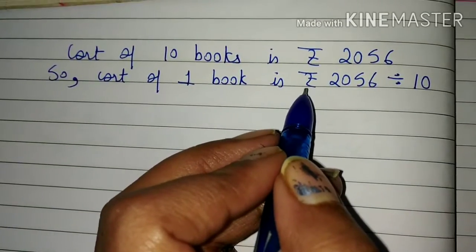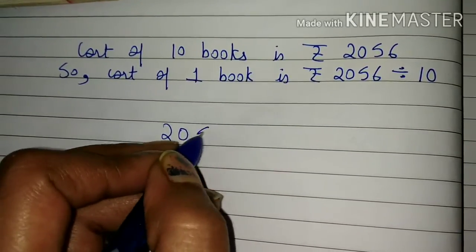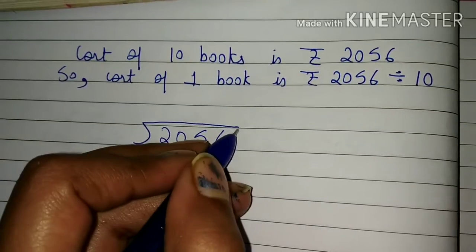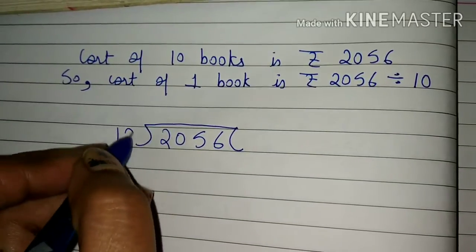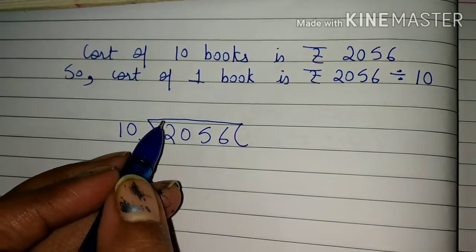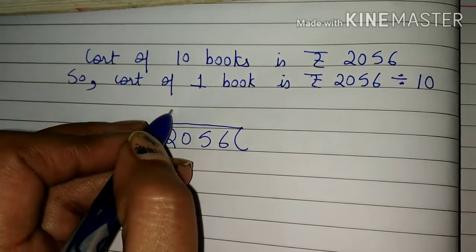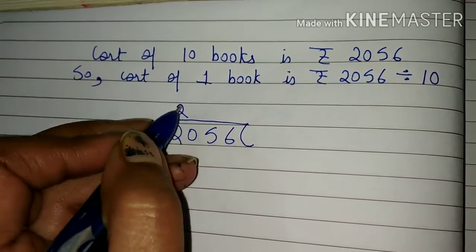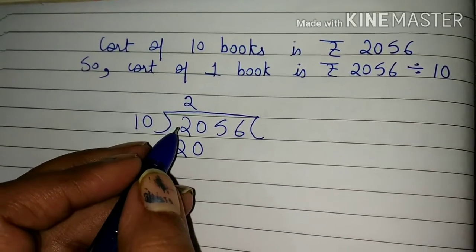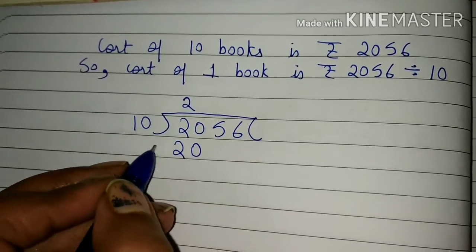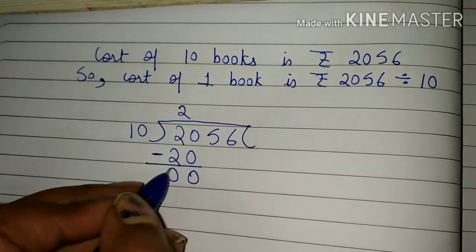So first of all, we will write 2056 here. After that, we will write 10 here. Now students, we are going to divide 2056 by 10. So 10 twos are 20. We will write 2 here and then 20 here, because 10 twos are 20. Now students, we will subtract these two numbers. 0 minus 0 is 0. 2 minus 2 is 0.